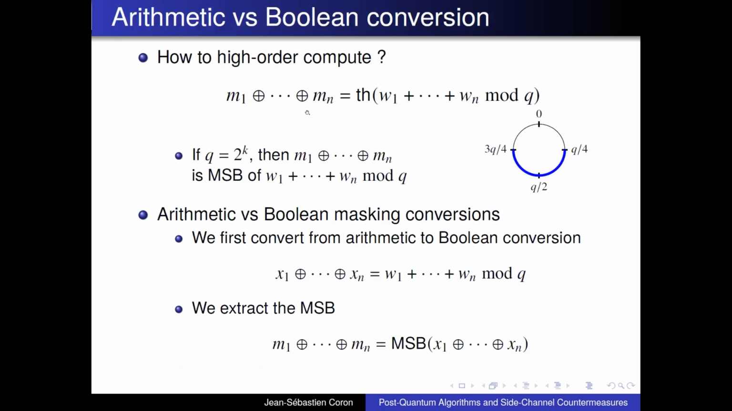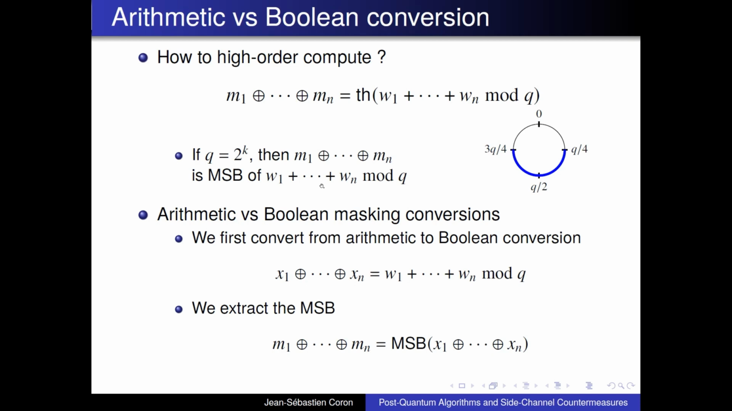So the question is how to compute this function at higher order. One observation is that if Q was a power of 2, which is not the case in Kyber, where Q is a prime, then this threshold function simply extracts the most significant bit. So this XOR of M_1 to M_n will be the most significant bit of this arithmetic sum.